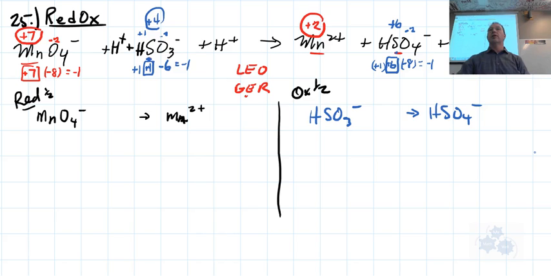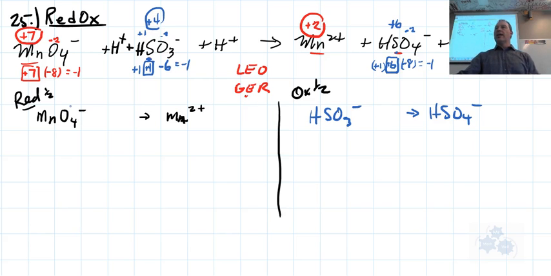Any questions there so far? All right. Okay, so now we start balancing, okay? So we balance atoms other than hydrogen and oxygen. So the manganese, we have one Mn here and one Mn here, so we don't have to balance those. That's great. So let's focus on the reduction, follow it all the way through here.